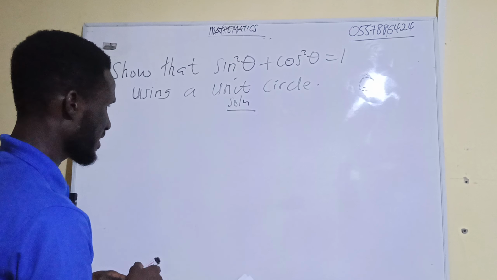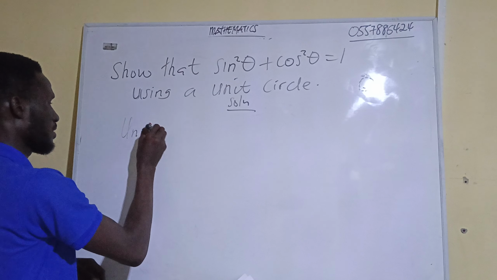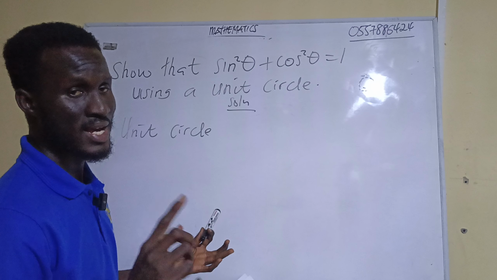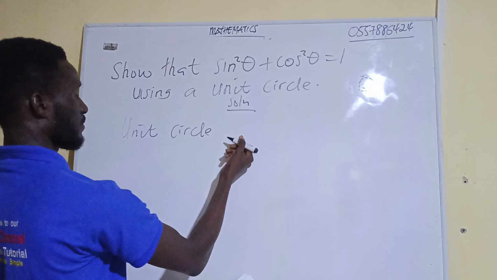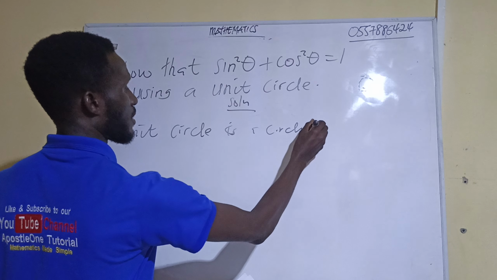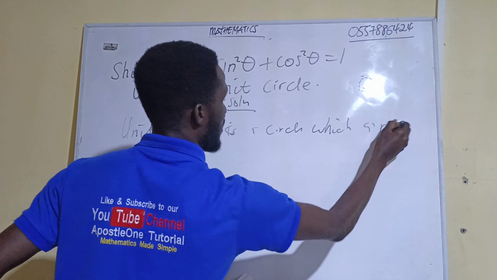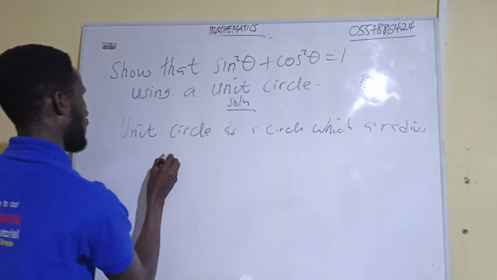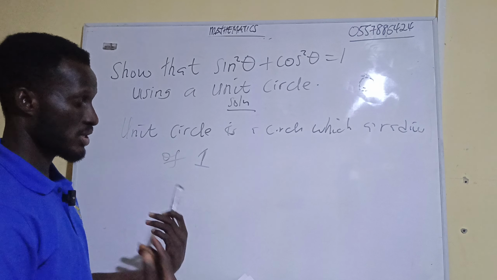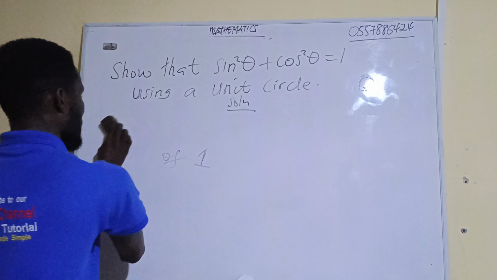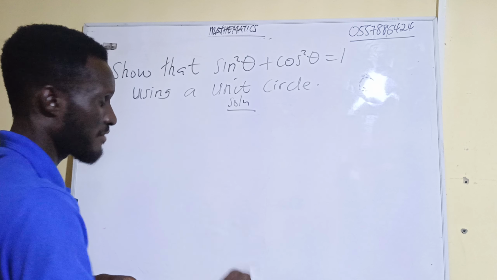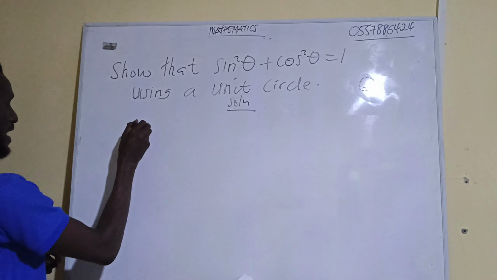Now, when we say a unit circle, what does it mean? A unit circle is a circle which has a radius of 1. Now, when the circle has a radius of 1, we say it is a unit circle. So let me consider a unit circle.